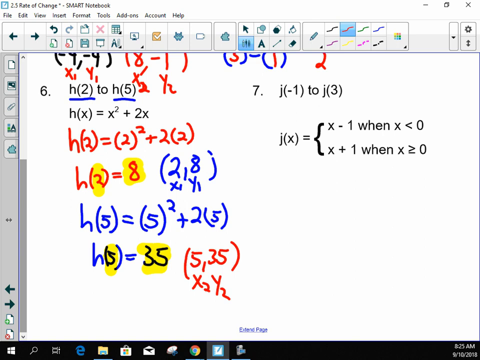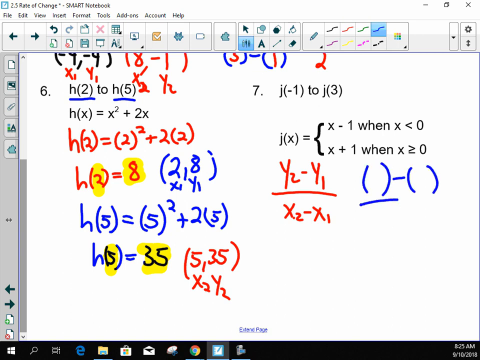I know, we're not done. What do we have to do now? Well, we have to do this. y2 minus y1 over x2 minus x1. So then I go blump, blump over blump, blump. y2 is right here in this one. y2 is 35. y1 is 8. x2 is 5. x1 is 2.